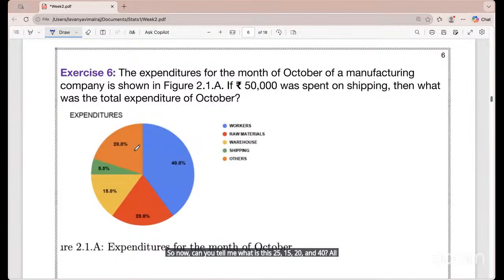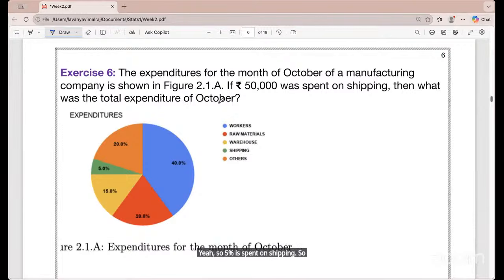All these are representing relative frequency. Now they are mentioning that 50,000 was spent on shipping. So where is shipping? It's the green color, 5%. So 5% is spent on shipping.